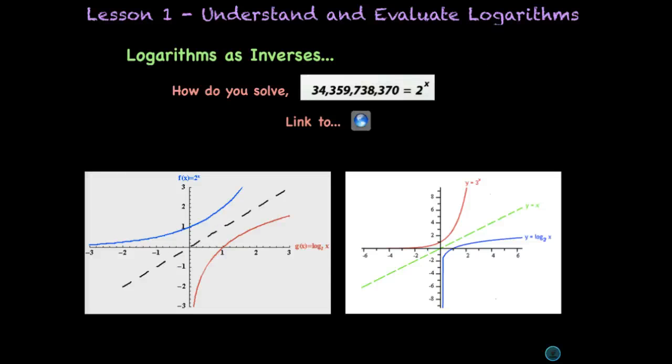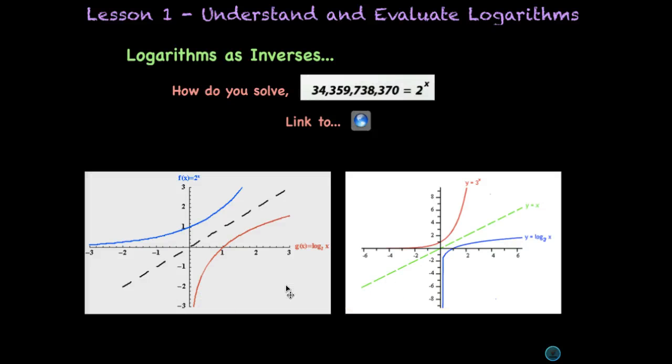How would you solve, for example, 34 equals 2 to the x? Well, you would solve that by finding the inverse. I'm going to watch another short video that demonstrates this. Before we watch that though, I want you to look at these two graphs down here.